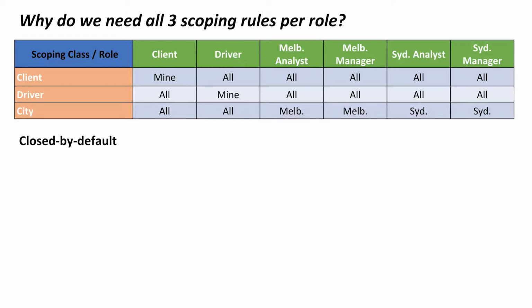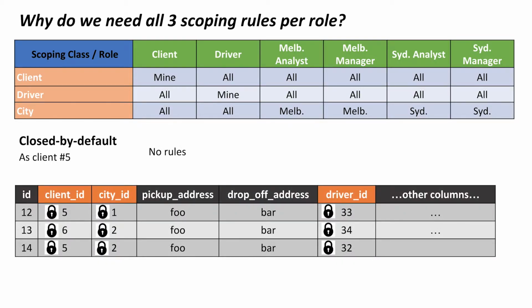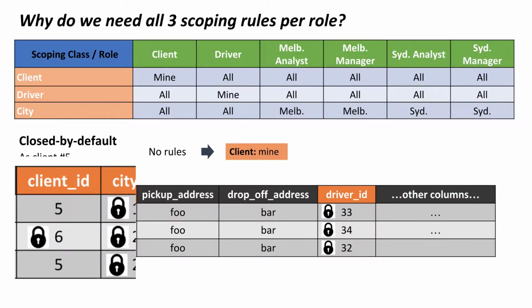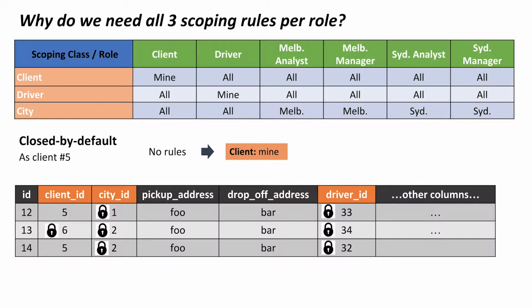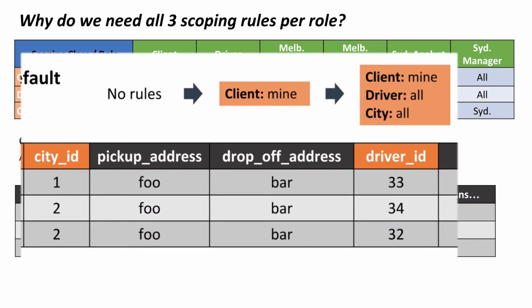The reason is that Authz is a closed by default system, and scoping rules are used to whitelist the resources that a role has access to with respect to scoping classes. For example, let's say that I log in as client number 5 and I want to retrieve all services that are within my scope. Since Authz knows the application scoping classes, it automatically manages access based on the associated client, city, and driver. By default, Authz will deny access unless otherwise stated by a scoping rule. If clients are only granted the client mine scoping rule, Authz will release the client's related lock on my services, but the services are still locked by the other scoping classes. When we add scoping rules, we gain access to the correct services.